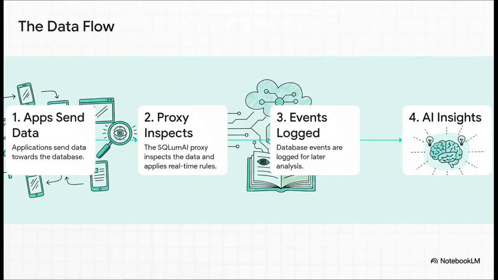So let's just walk through the flow, step by step. It's pretty straightforward. Your application sends some data. The SQLumAI proxy takes a quick look, applies those super fast rules we just talked about. Then, everything that happens gets logged. And finally, completely separate from your live traffic, another process kicks in, analyzes those logs, and uses AI to cook up some really valuable insights and reports for you.